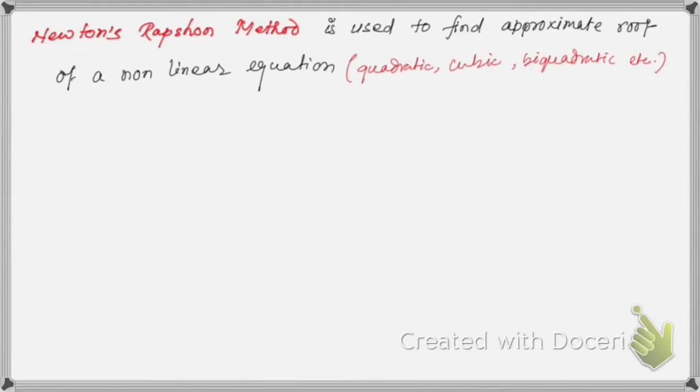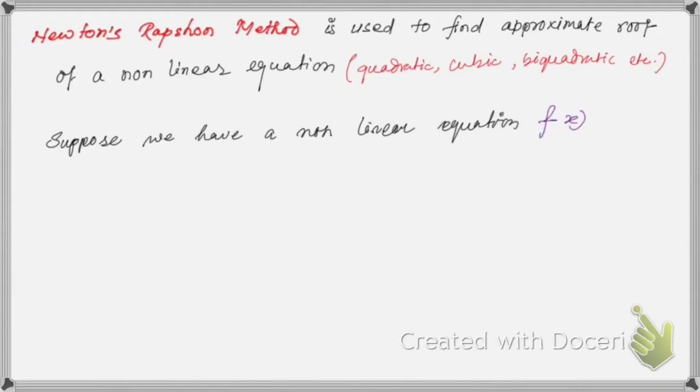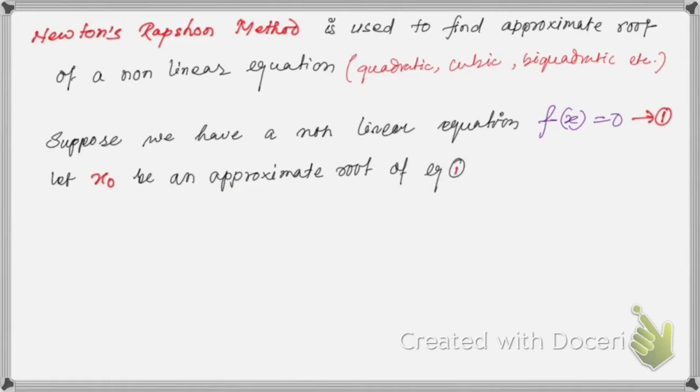So let us suppose we have a nonlinear equation. Suppose f of x is equal to 0. Let us give it equation number 1. Let x naught be an approximate root of this equation, the root of equation number 1. This is not the actual root.